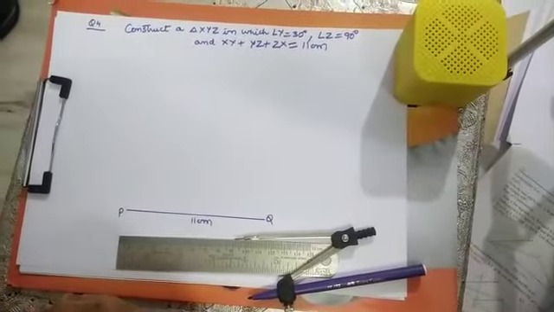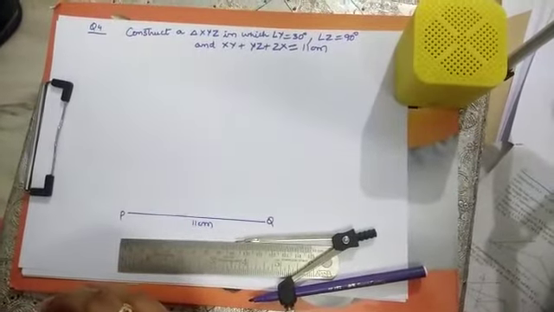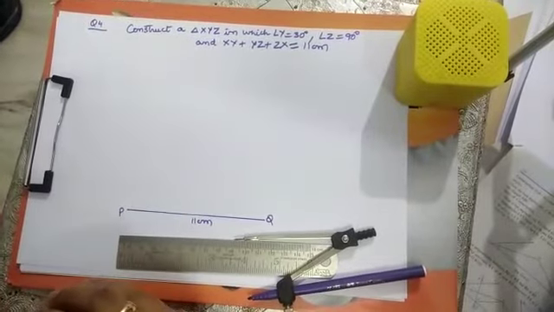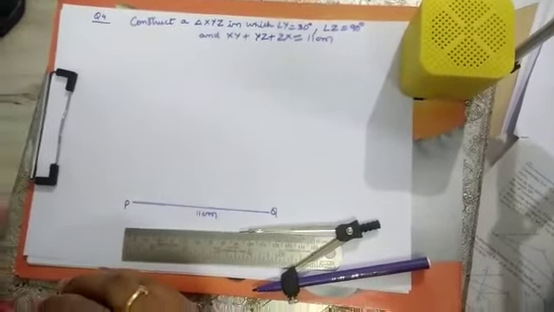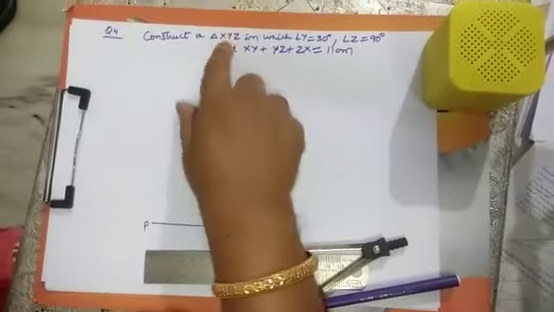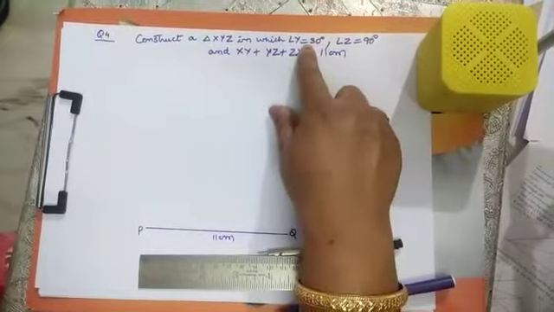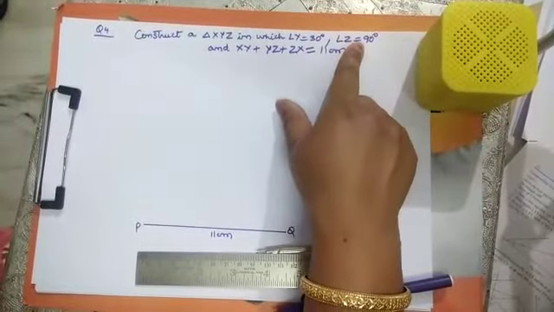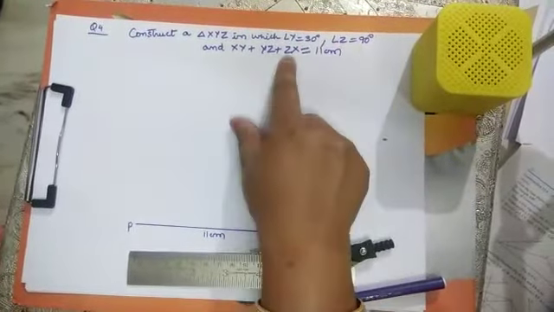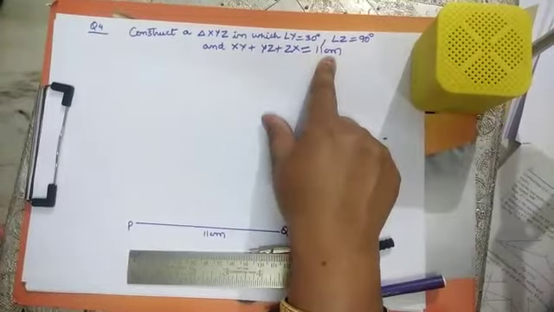This is question number 4 of exercise 11.2. In this question, you have to construct a triangle given its perimeter and its two base angles. So here you have to construct a triangle XYZ in which the two base angles are angle Y as 30 degree and angle Z as 90 degree, and the perimeter of this triangle is given to you as 11 centimeters.